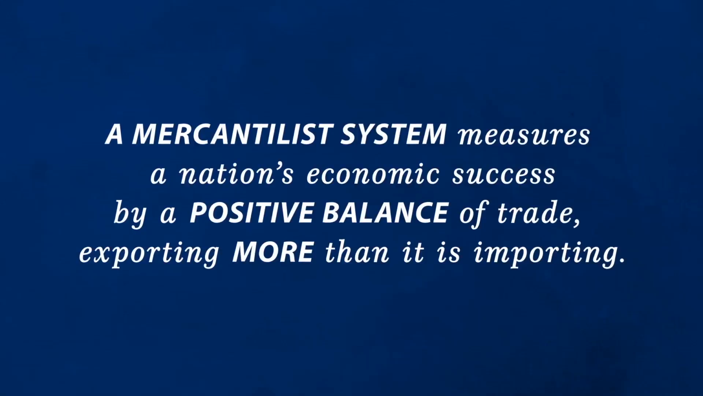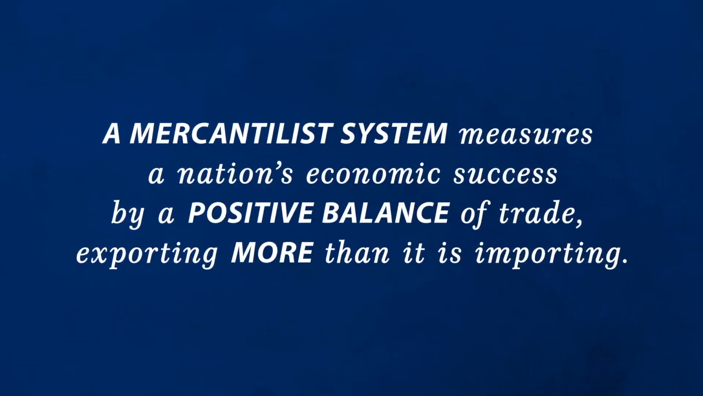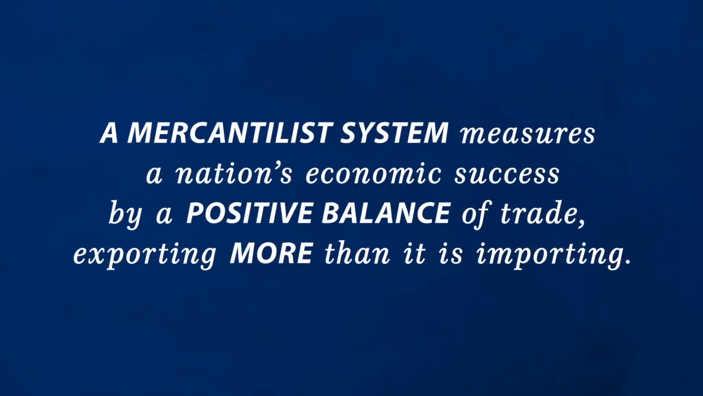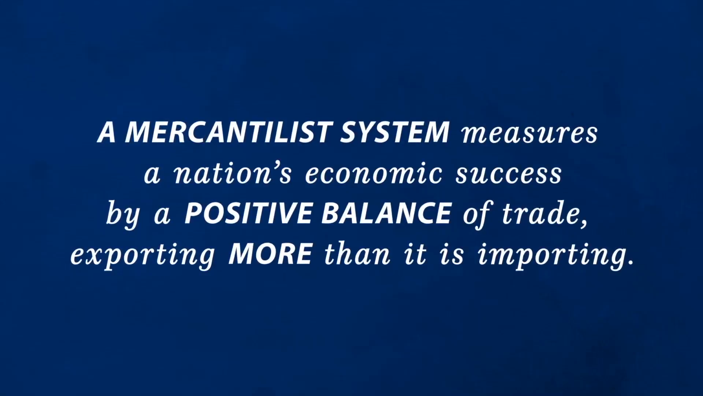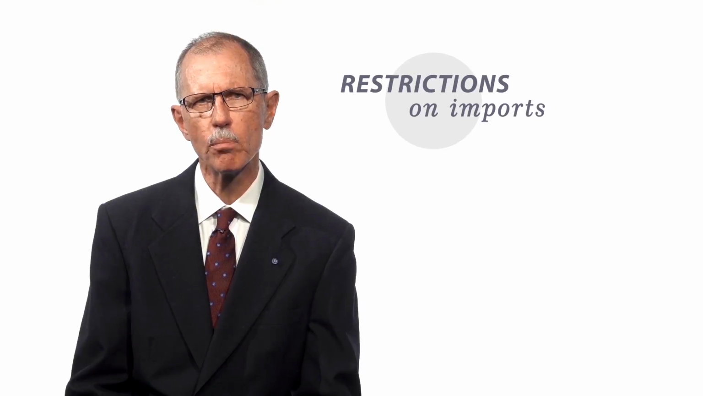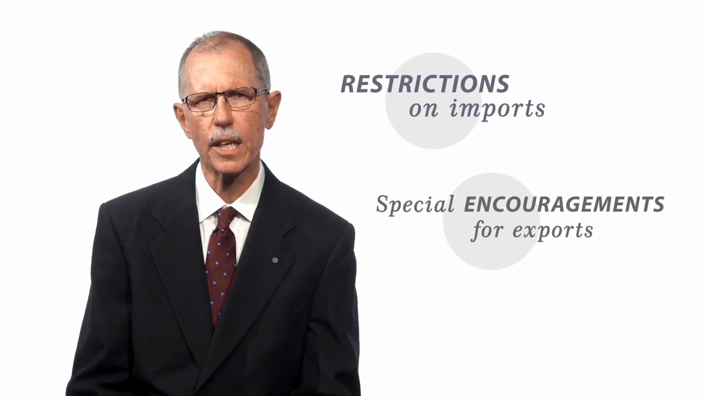A merchant prospers by selling his product for money and measures success by monetary profit. In the mercantile system, this logic was used by the statesman and legislator to guide the economic policy for the nation. The objective was to sell products abroad in exchange for money, as a merchant does, and the standard of success for economic policy was the nation running a positive trade balance, exporting more than they import. The means to a positive trade balance were restrictions on imports and special encouragements for exports.